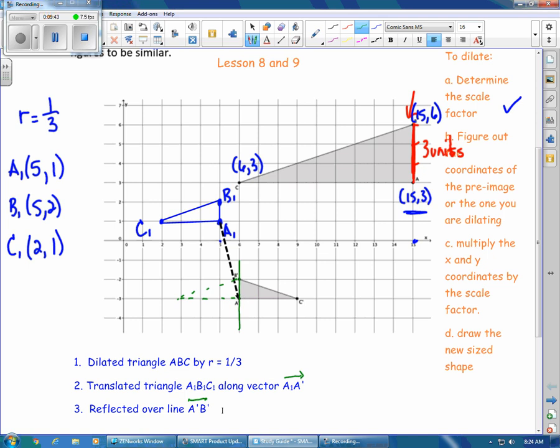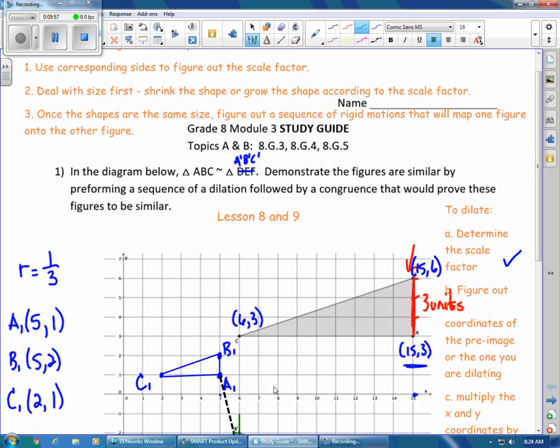And then you reflect it over line AB. Remember, you rotate around a point, you reflect over a line, you translate along a vector, or you tell me the number of units that you're translating. Okay, well that was a long time to go over this one problem. Hopefully the other ones won't take quite as long.